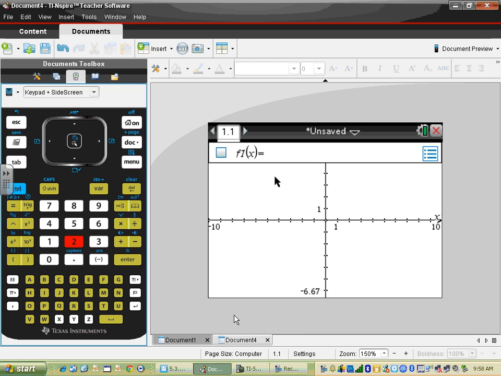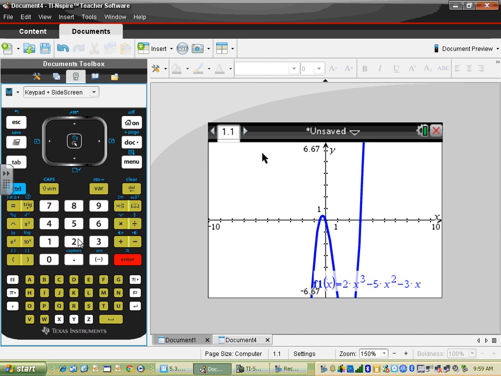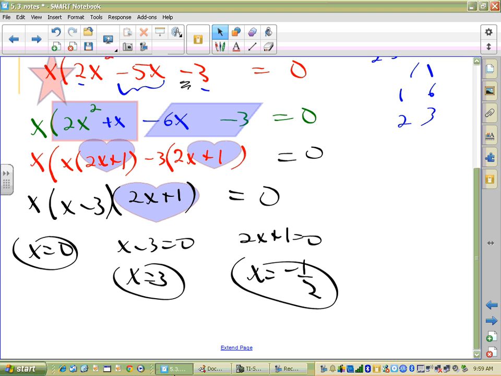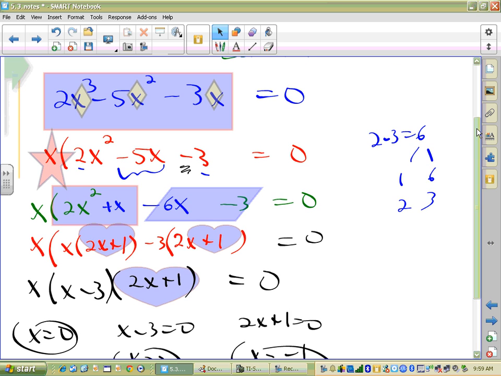Let's try this from the computer. 2. f of x equals 2x cubed minus 5x squared minus 3x. On there, I hope it's pretty clear that the zeros are at negative a half, 0, and 3. Okay? So I'm glad I got that factored the right way. So I had factored it wrong.